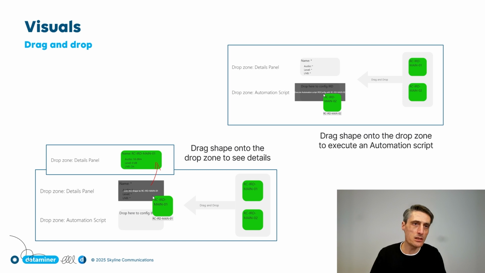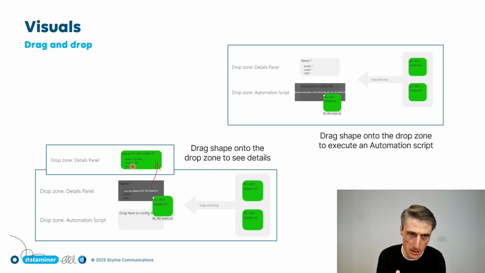A special item is the drag and drop capability. So here on the lower left-hand side, we have two devices. And if we drag one onto the top one, it's a details panel. So if we drag and drop IRT 1 or 2 on there, it will show you the details of that device you dragged on there.